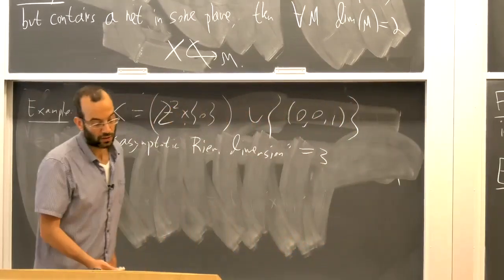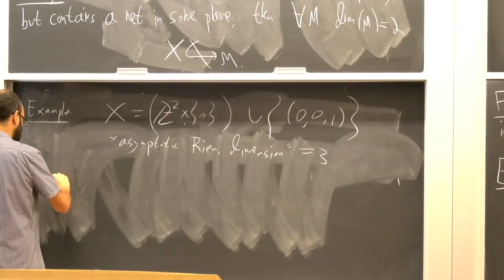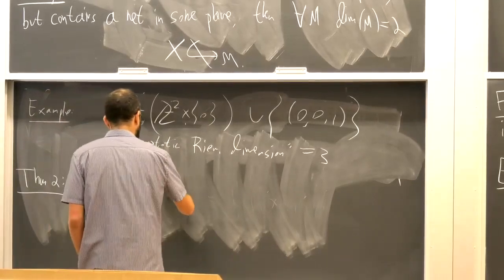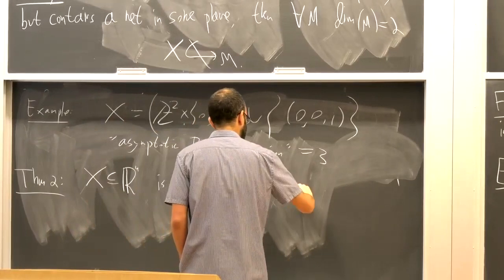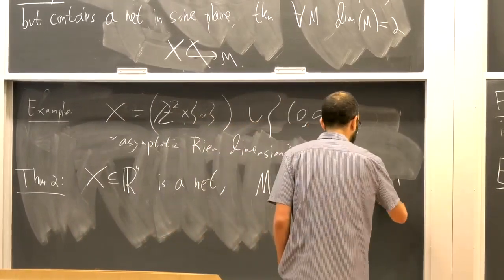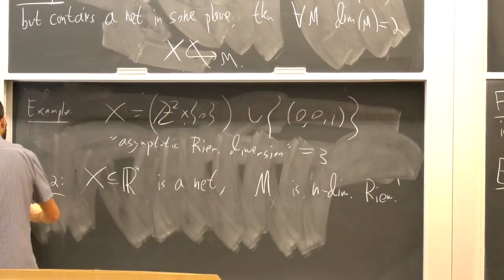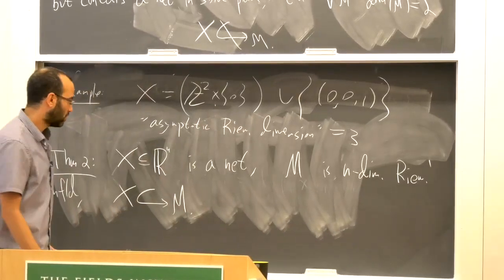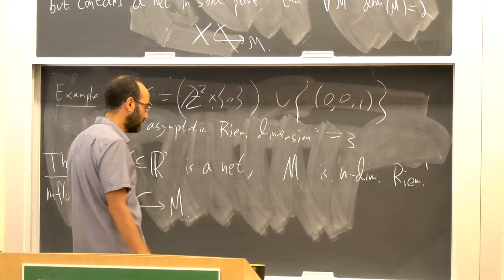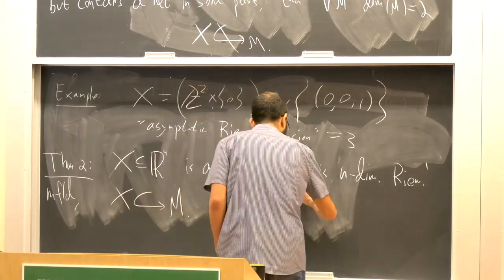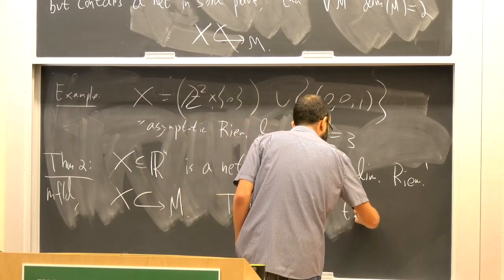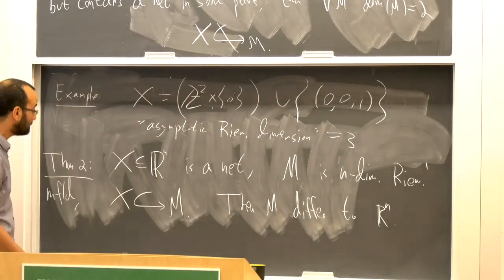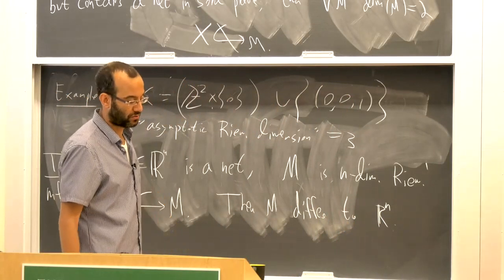Okay. Now what about Rn? So in Rn we still struggle. Let me tell you what we know. This doesn't answer the question here. So suppose that X in Rn is a net, and M is an n-dimensional Riemannian manifold, complete, connected, smooth, such that X embeds in M. We cannot say immediately that M is isometric to Rn, but M is diffeomorphic, so at least we detect the topology, to Rn. And if n equals 4, that's not the exotic R4, but the flat R4. So that's a partial result towards your question.